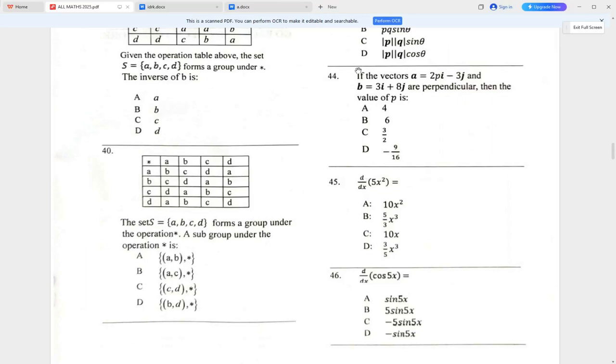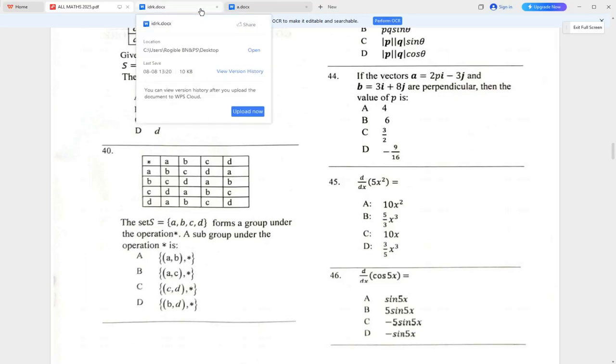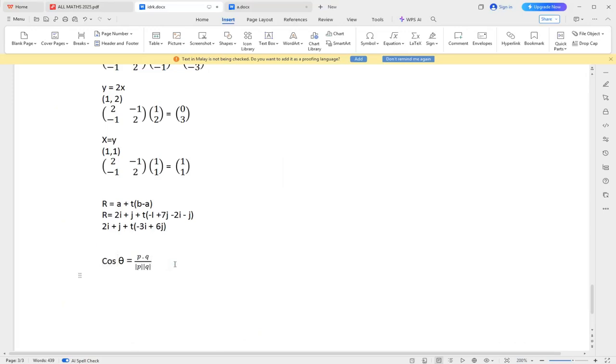Question 44, the vectors A, which is equal to 2pi minus 3j, and B, which is equal to 3i plus 8j, are perpendicular. Then the value of p is, when two vectors are perpendicular, their dot product is equal to 0. That means 2pi minus 3j dot 3i plus 8j should be equal to 0.